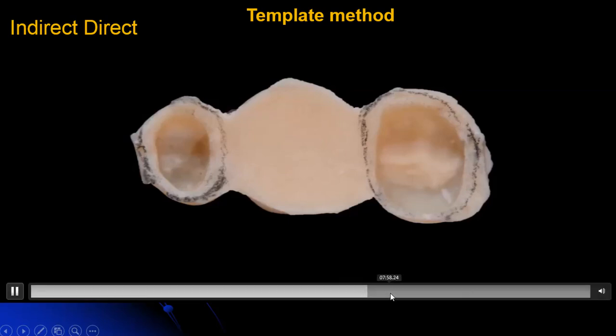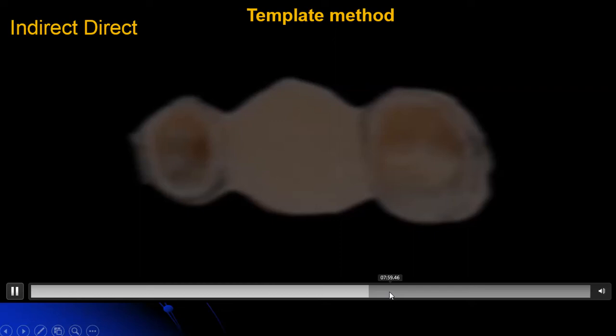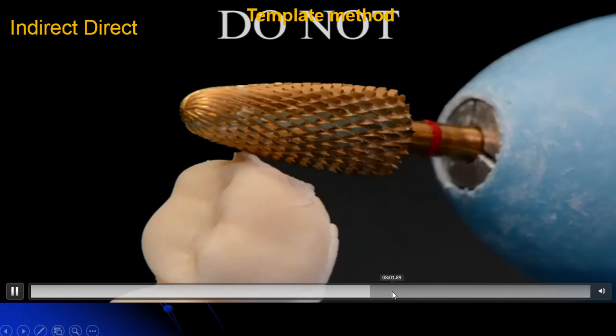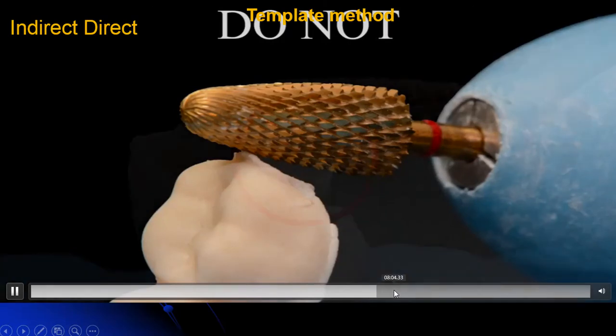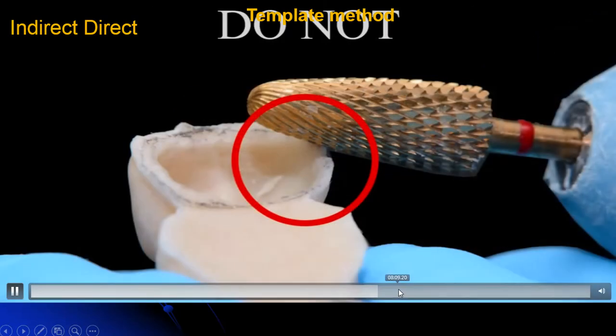While trimming off the excess, some precautions must be followed. Do not hold the provisional in a manner that you cannot visualize the finish line. This may result in inaccurate trimming of the finish line thickness. Do not hold the burr perpendicular to the long axis of the provisional. This would result in a discrepancy at the finish line area.